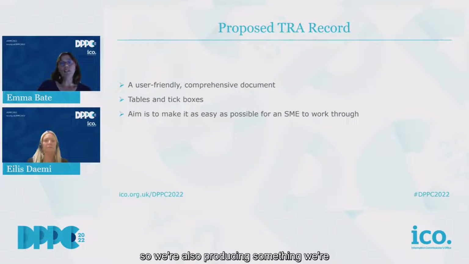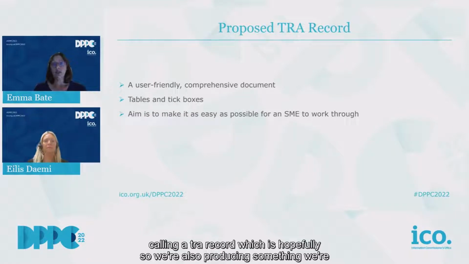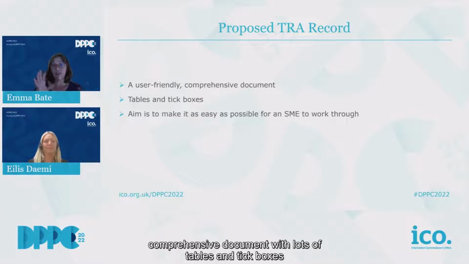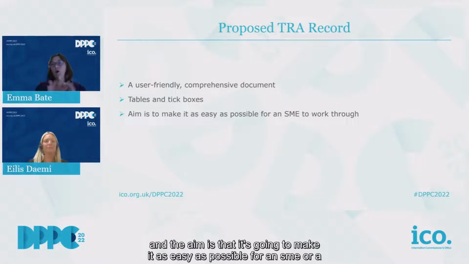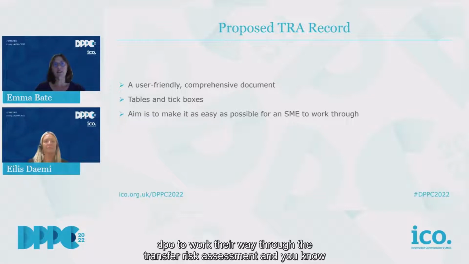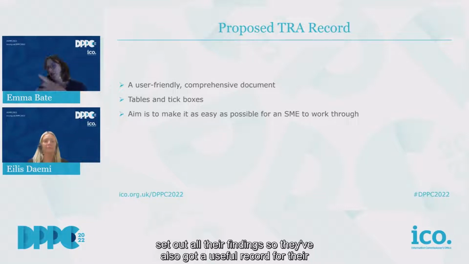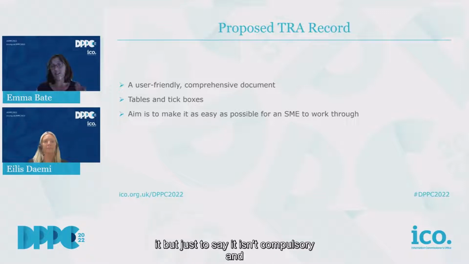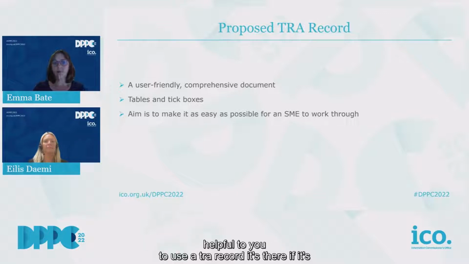So we're also producing something we're calling a TRA record, which is hopefully going to be a user-friendly and comprehensive document with lots of tables and tick boxes. And the aim is that it's going to make it as easy as possible for an SME or a DPO to work their way through the transfer risk assessment and set out all their findings, so they've also got a useful record for their accountability obligations. But just to say, it isn't compulsory to use the TRA record. It's there if it's helpful to you. Next slide, please.